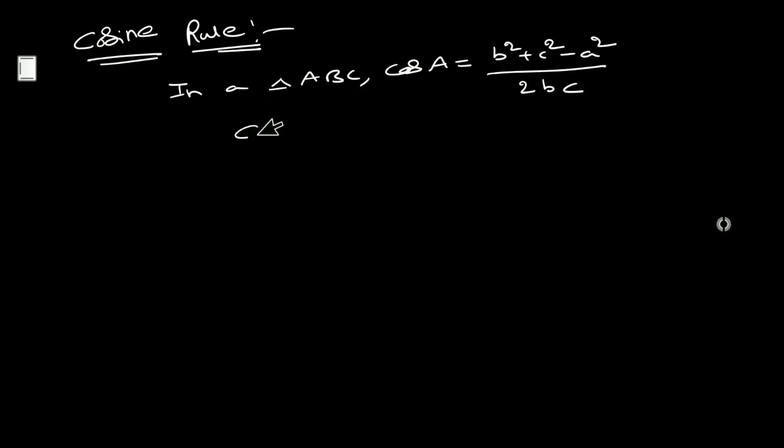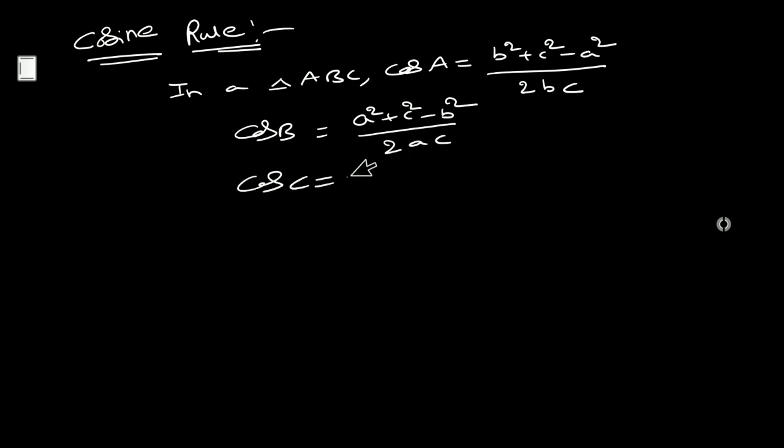Similarly, cos B will be a square plus c square minus b square divided by 2ac. Cos C will be b square plus a square minus c square divided by 2ab. So these are the formulas for the cosine rule.